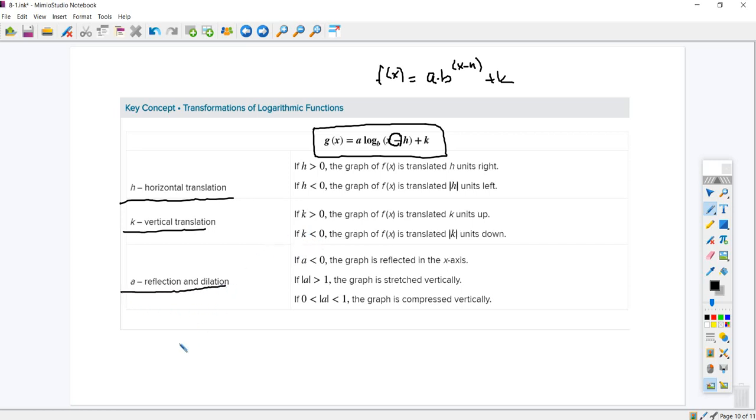A, reflection and dilation. Reflection, when A is less than 0, you have a reflection over x-axis. But when A is the magnitude, regardless of the negative sign, when the A is greater than 1, it's going to be a stretch. When A is a number between 0 and 1, it's going to be a compression. So dilation means compression and stretch. So we are just going fast on this one. You know the effects of AHK are just the same, but modified to logarithmic functions. So whenever it says what are the transformations, we'll just do that. We will see what AHK are and we will tell the effects of them, and we'll see them on the calculator.